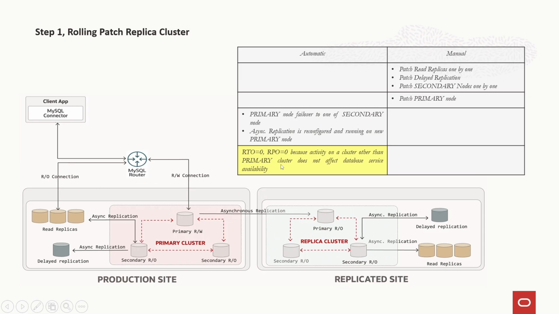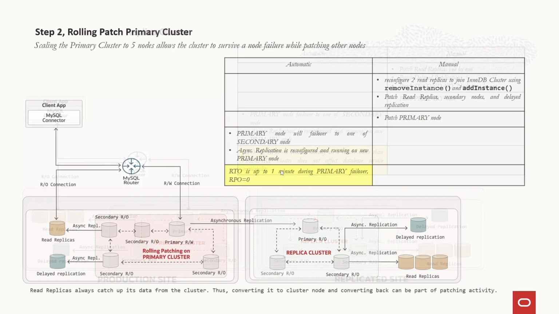So how to do it is basically start with the read replicas first, because read replicas don't affect any HA here, right? So all read replicas and delayed replication we need to upgrade first. We support replication from lower version to higher version, not vice versa. That's why we can easily upgrade all the read replicas. Once all the read replicas are upgraded, then we do rolling patching on the primary cluster, or maybe on the replica clusters first, because the replica cluster needs to have a higher version.